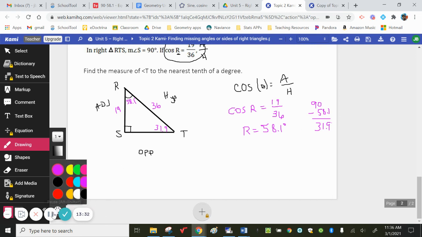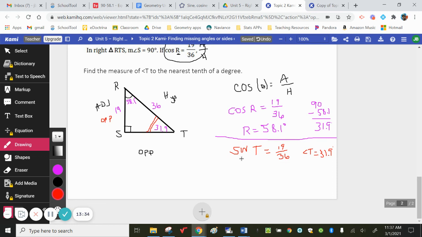Here is another option. My other choice would be to write a different equation using angle T. If I change my reference to being this angle T, now the side opposite is the side R to S, and the hypotenuse is still 36. So I wrote a different equation that says the sine of T is 19 over 36. I had the cosine of R was 19 over 36, and the sine of T is also 19 over 36 because I changed my reference angle. By solving this equation for T, I can get 31.9 degrees that way as well.